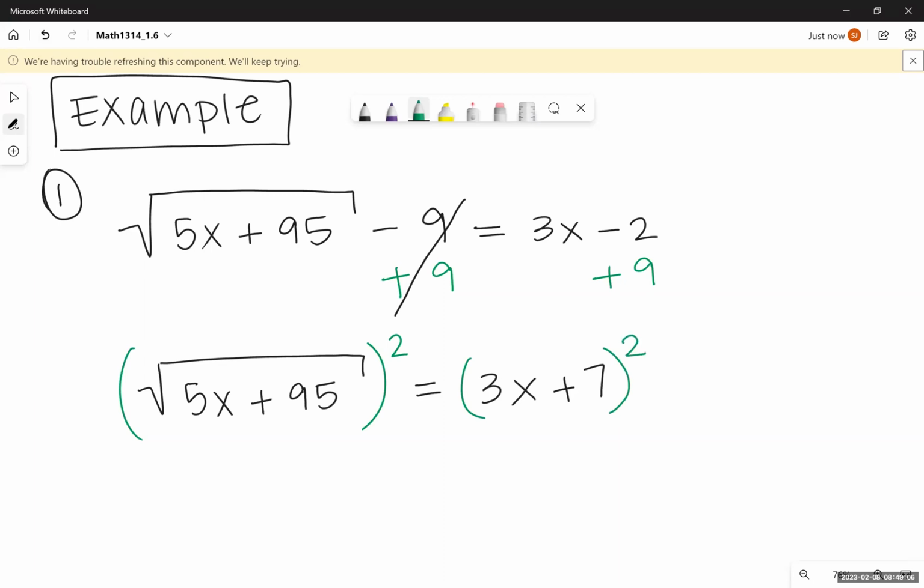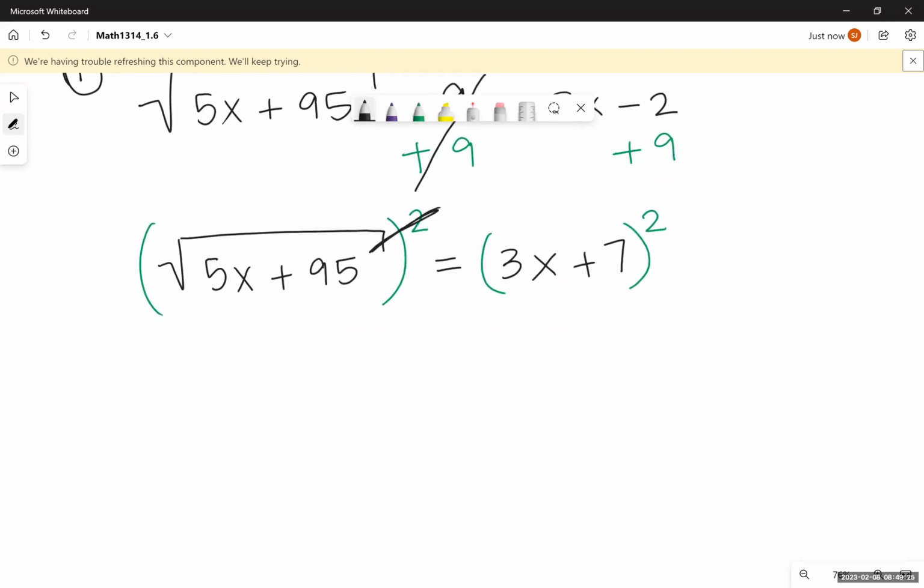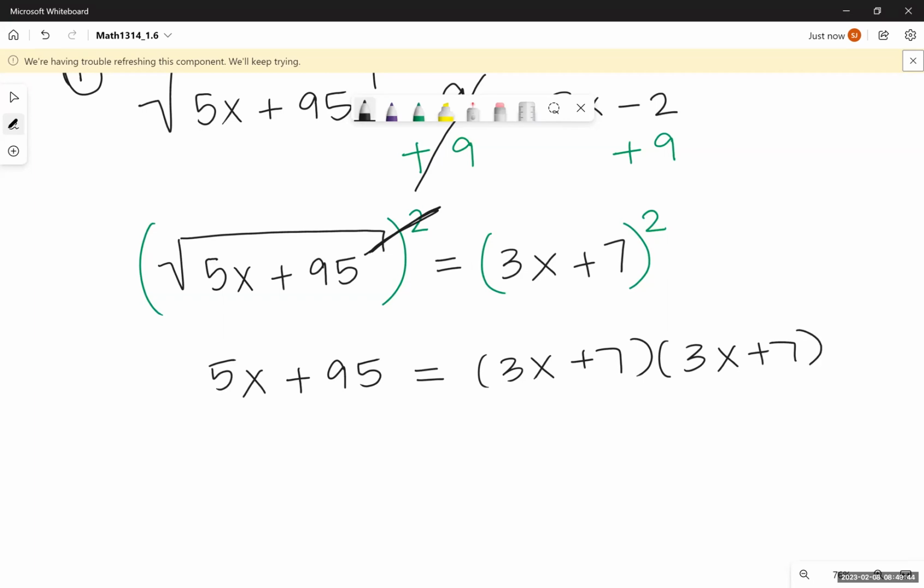On the left-hand side, I did that for a reason, because it's a shortcut, and now I can cancel that radical, and I'm only left with what's underneath that square root. On the right-hand side, I've now created the need to do foiling, because I'm going to make a copy of that binomial. That literally cancels the radical. I'm left with 5x plus 95 equals 3x plus 7 twice, and I will need to FOIL that out. But now at least I've gotten rid of that radical symbol and it's just linear.